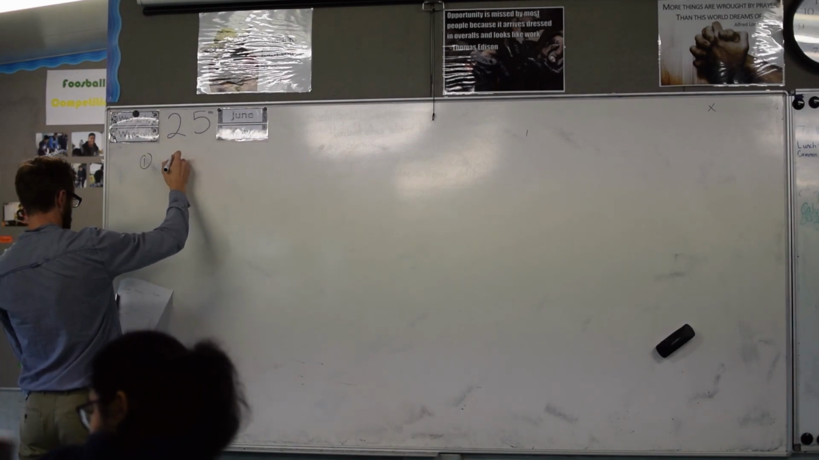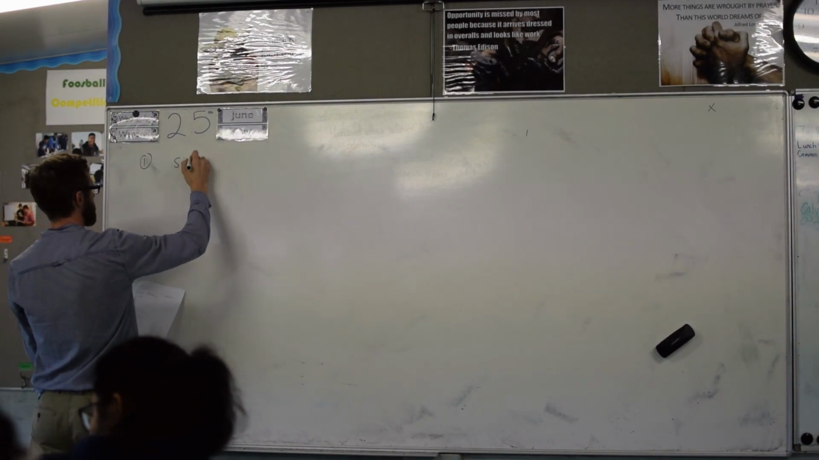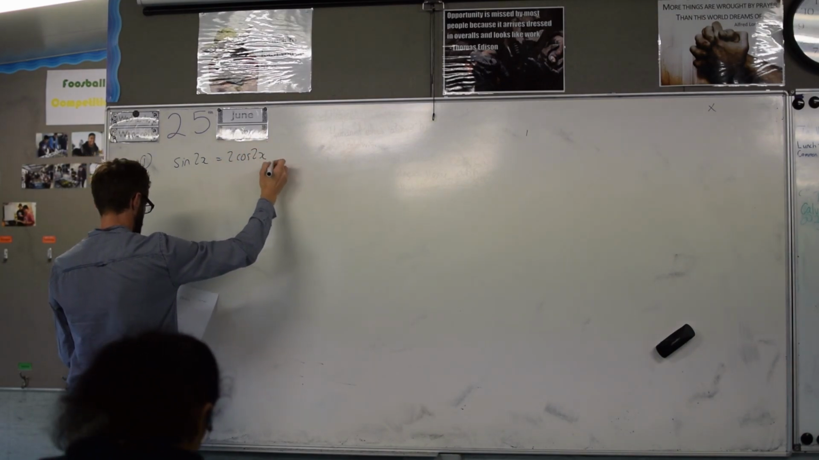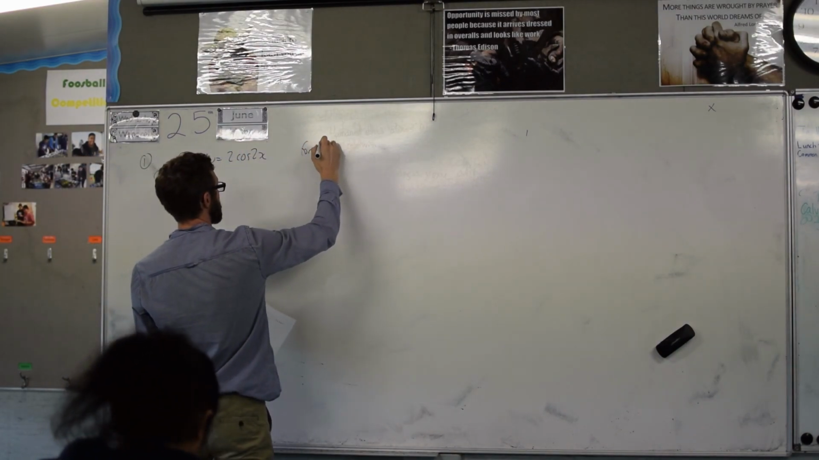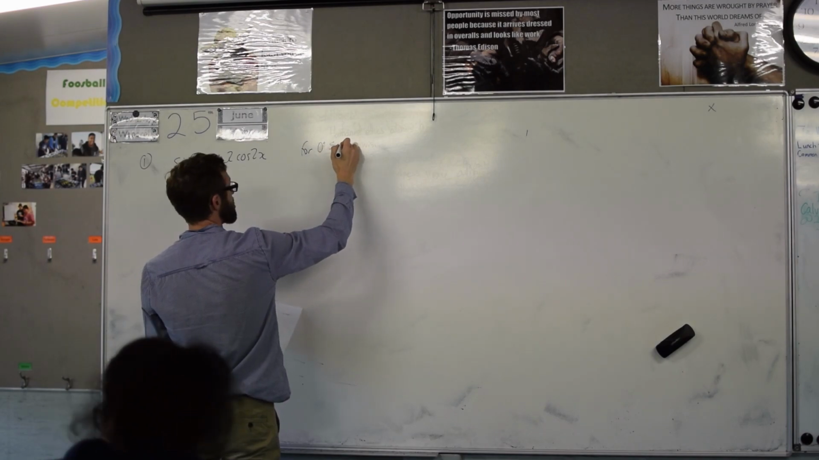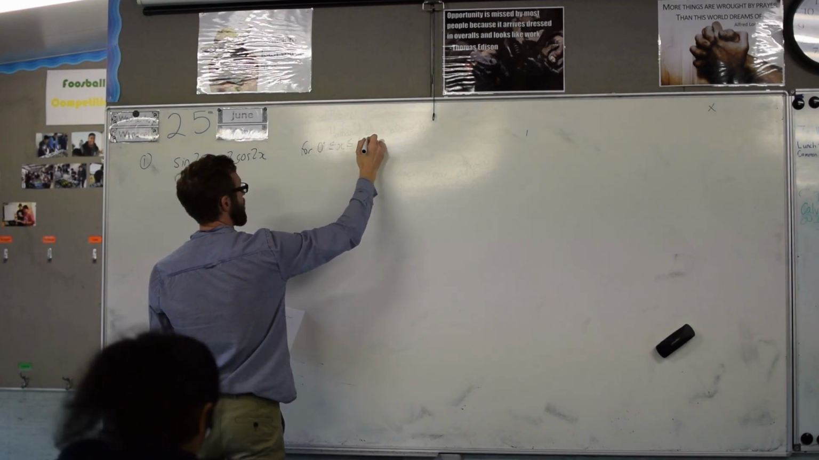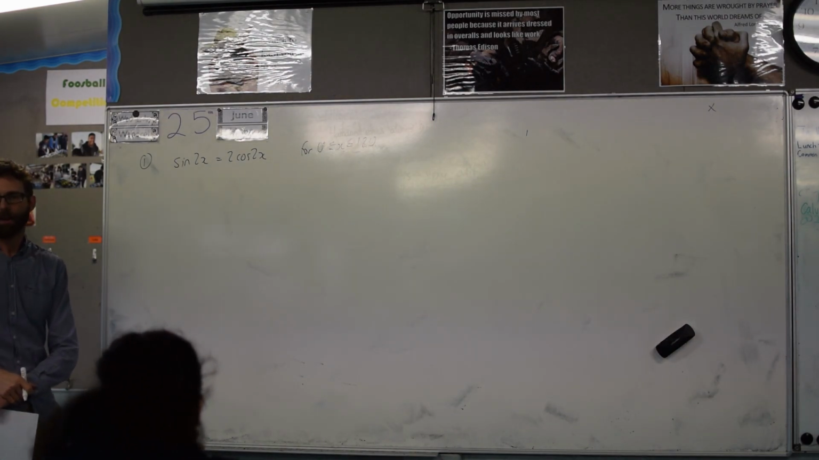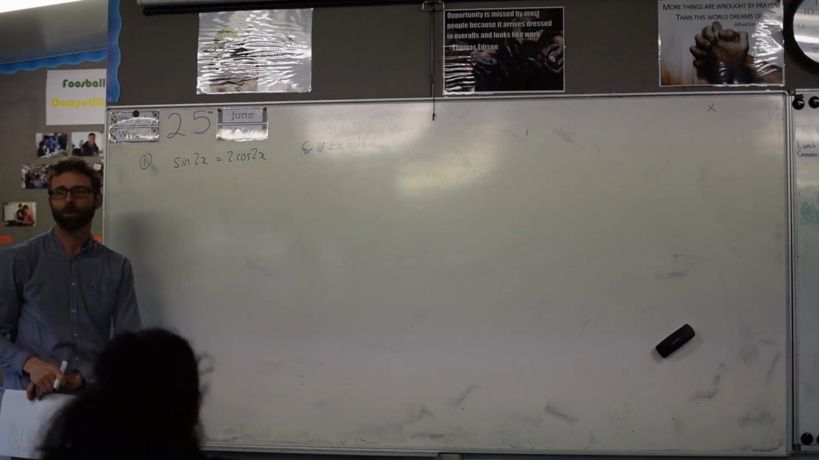Number 1, solve the equation sine 2x equals 2 cosine 2x for 0 degrees is less than or equal to x is less than or equal to 180. And you look at this and you think, oh my goodness, where am I going to start?